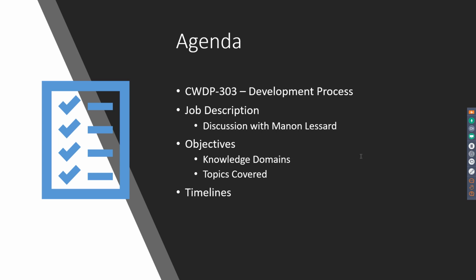So we're going to talk about the development process, the job description, and that's when we'll get a chance to talk to Manon as well, or May as we all like to call her. We'll go over the objectives, starting with the knowledge domains and then looking at some of the topics covered. And I'll talk to you about timelines, which are going to be very similar to the CWAP 403 timelines that we talked about earlier in the week.